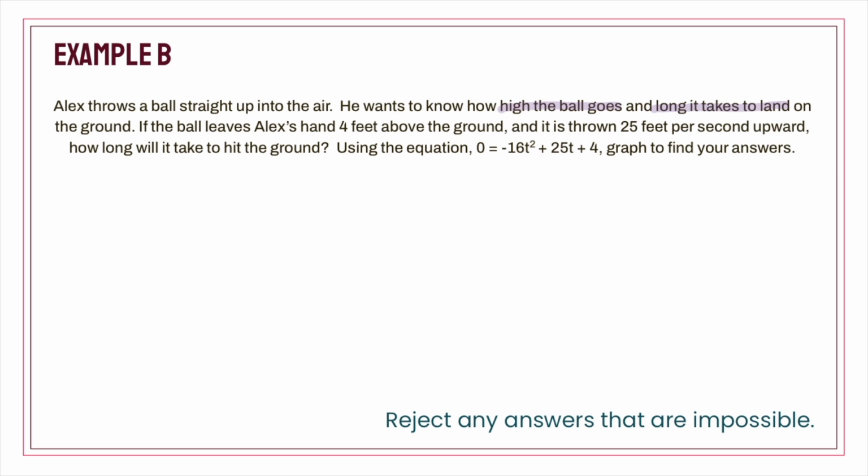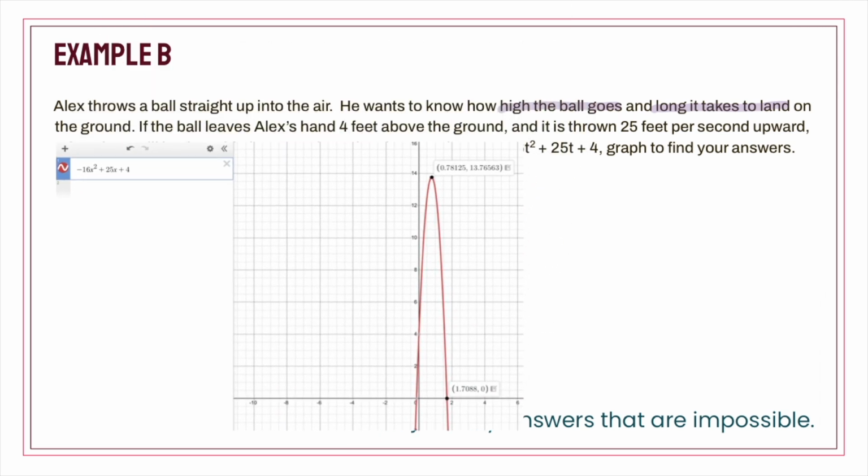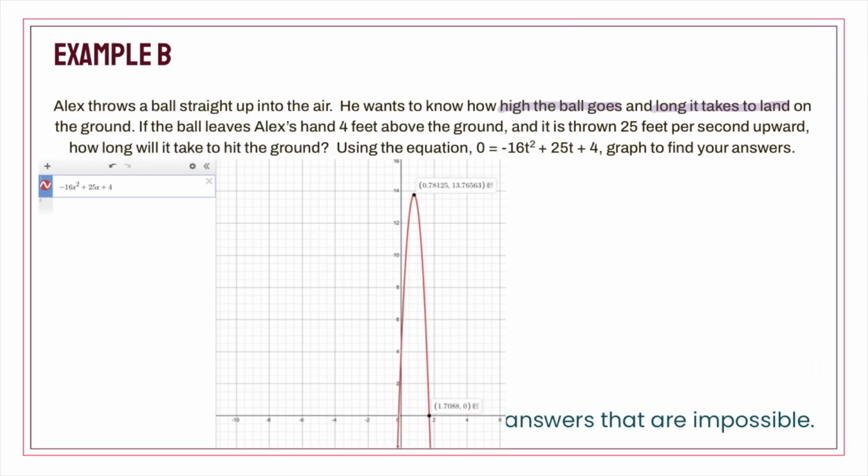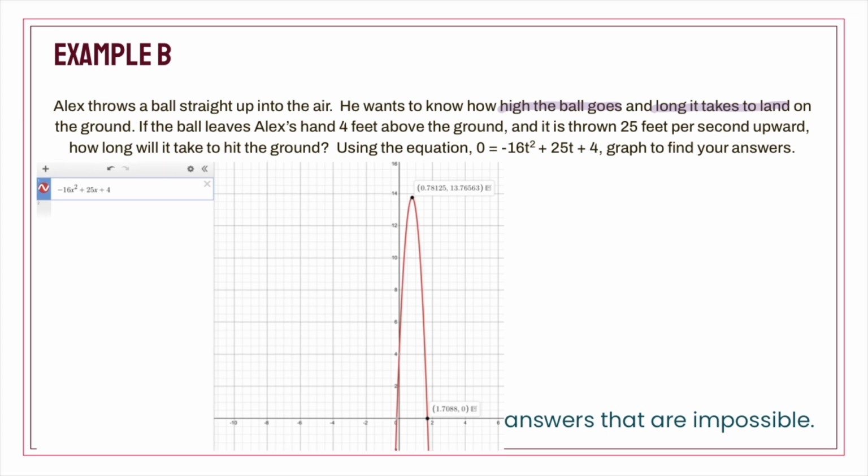So now we're going to take out our Desmos calculator and plug that one in. Now we have to use x instead of t because that's how our Desmos calculator works, but we're going to plug in our equation and then see our important points here. So we've got 2 important points on our graph. The first one says 0.78125 and 13.76563. That is the apex of our graph.